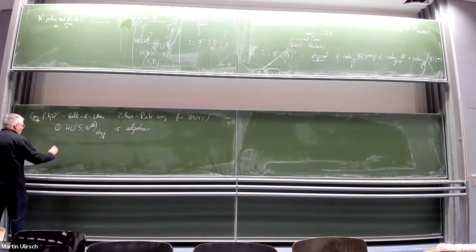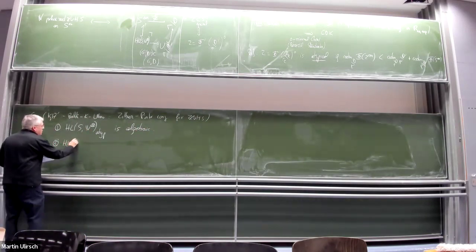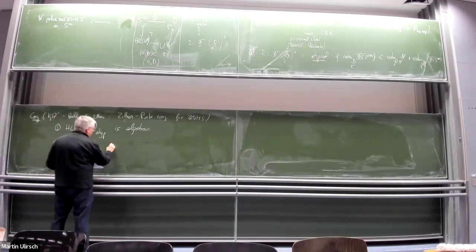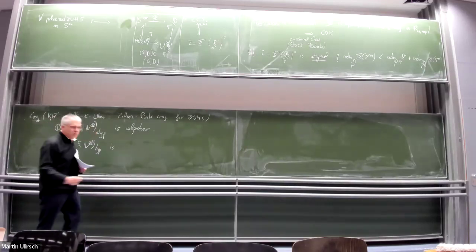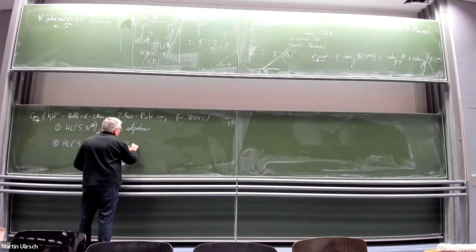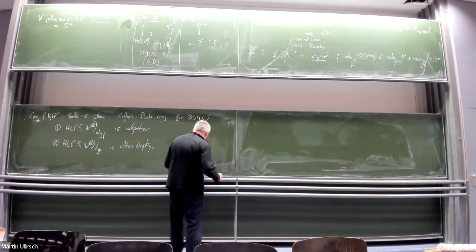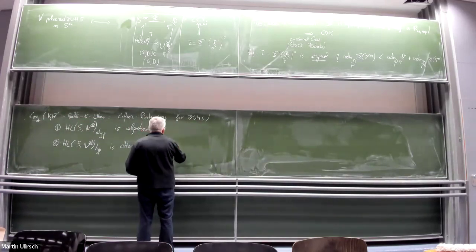That's it. And the second part is that if I take the typical locus, then the guy has two choices: either it's empty, or if it is not empty, it is dense.